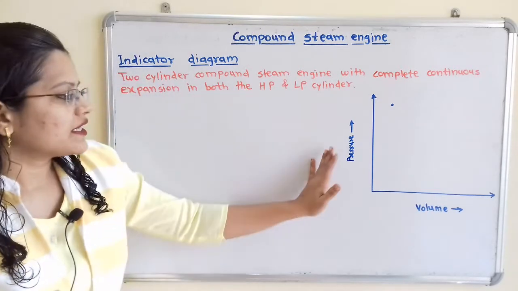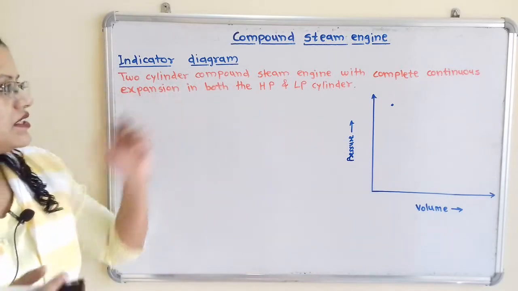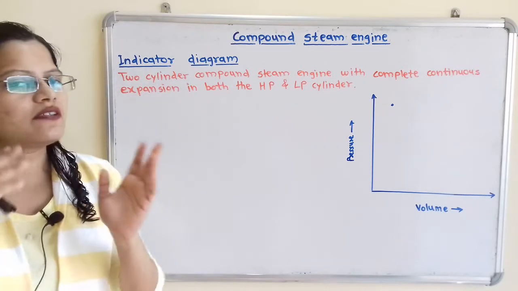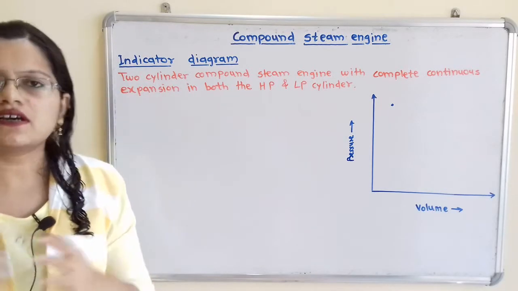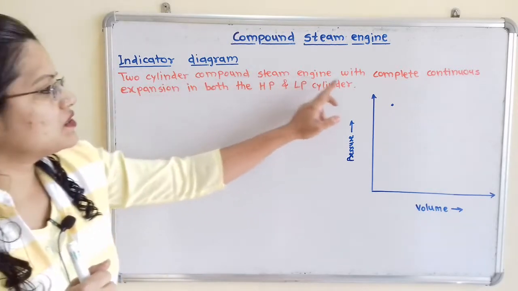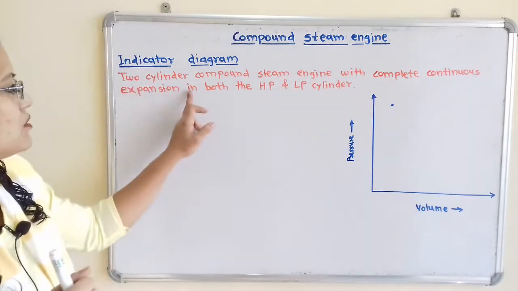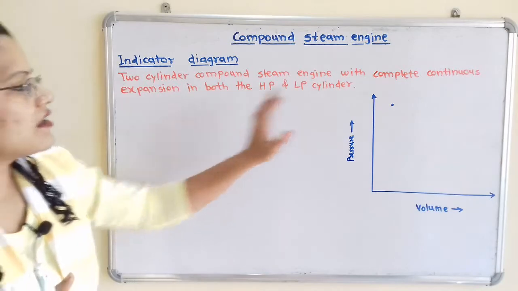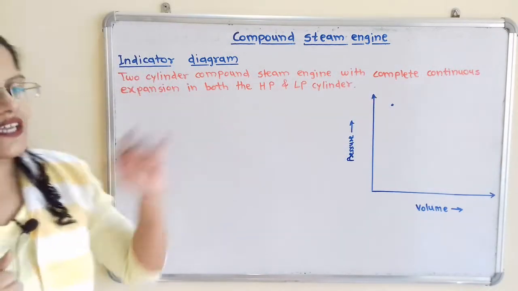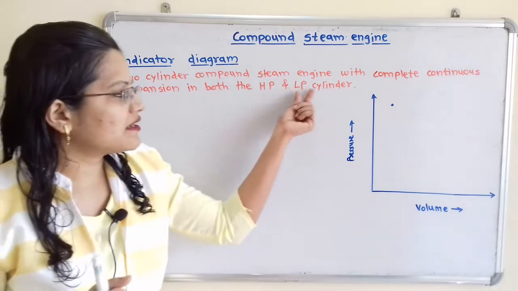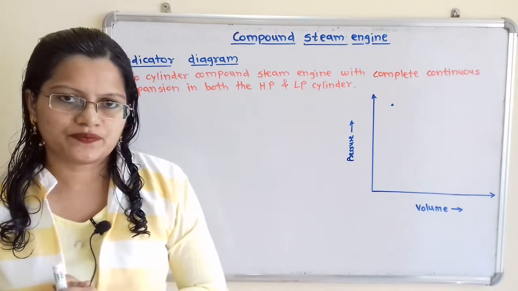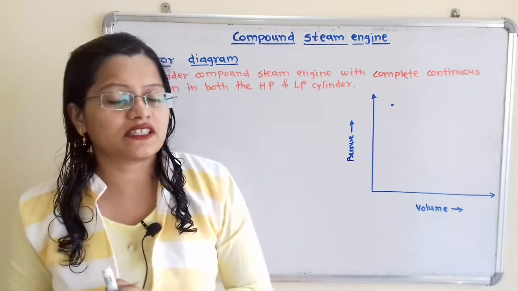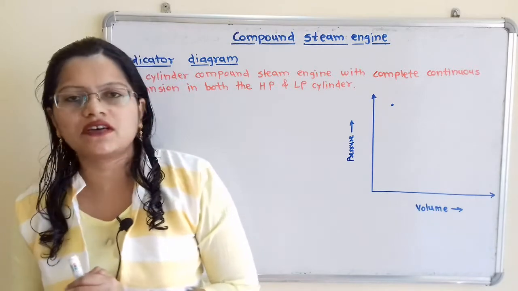Now we will draw the indicator diagram for a given condition. So what is the given condition here? There are two cylinders. The first one is the high pressure cylinder and the second one is the low pressure cylinder. It is a compound steam engine with complete continuous expansion in both the HP and LP cylinders. So the condition is that complete and continuous expansion is taking place in the high pressure cylinder as well as the low pressure cylinder. Whenever expansion is taking place, there are two variables: the first one is pressure and the second one is volume.